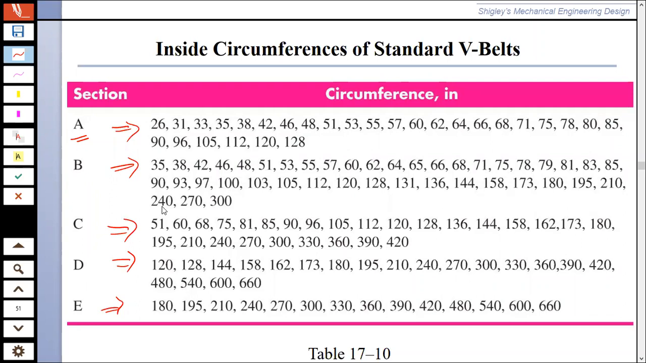Now, how do we specify a V belt? The name or designation of a V belt is very standard. For example, if I say that I am using a B60 V belt, what does this mean? It has section B, and these two digits represent the inside circumference, a 60 inch circumference. Okay, inside circumference.